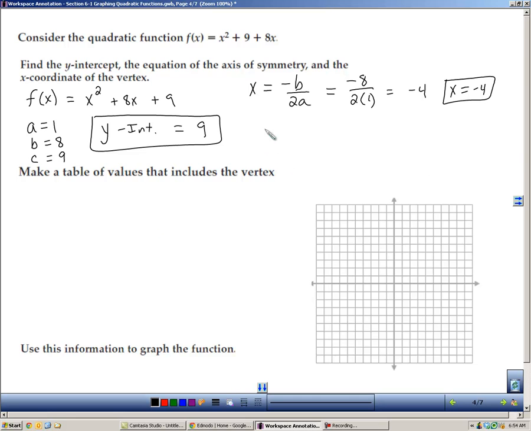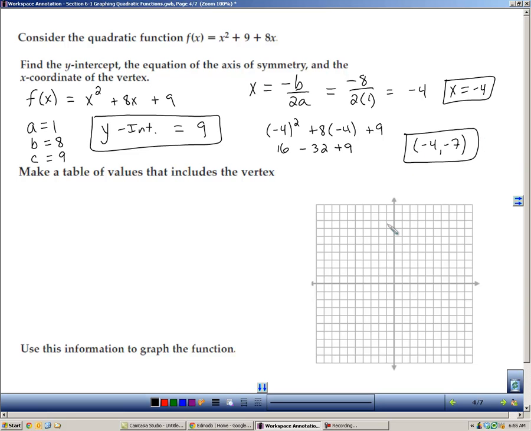Well, how do I find the vertex? I take negative 4 and I plug it in for x. And I solve this. This will be a 16. This will be a 32, which is negative 16 plus 9. So that's going to be a y value of negative 7. So my vertex is negative 4, negative 7.